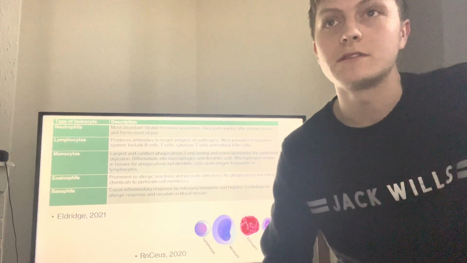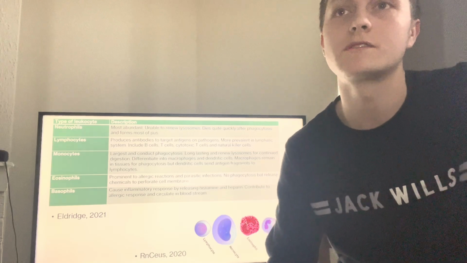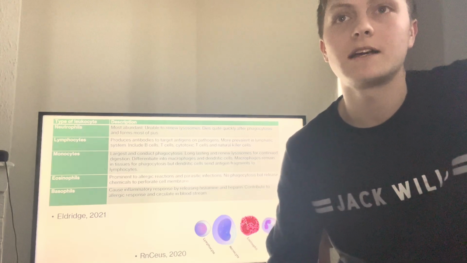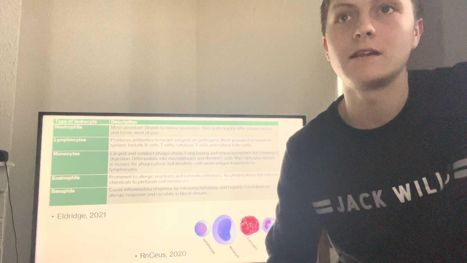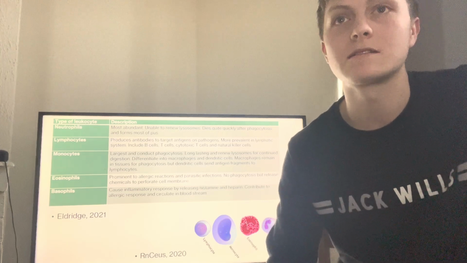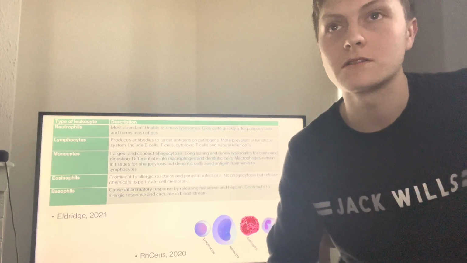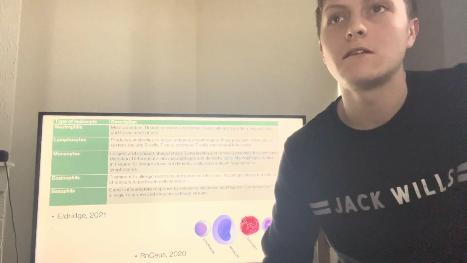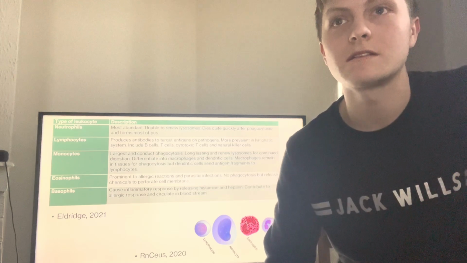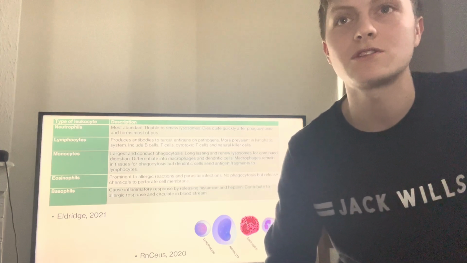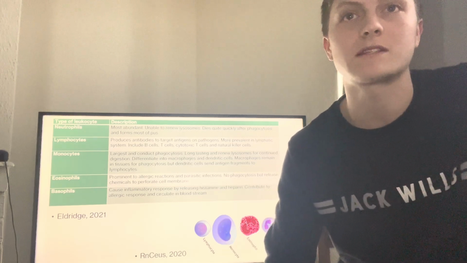Neutrophils. Most abundant and able to renew lysosomes, die quite quickly after phagocytosis, form most of the pus. Lymphocytes produce antibodies to target antigens on pathogens, more prevalent in the lymphatic system, include B cells, T cells, cytotoxic T cells, and natural killer cells. Monocytes, largest and conduct phagocytosis, long-lasting and renew lysosomes for continued digestion. Differentiate into macrophages and dendritic cells. Macrophages remain in tissues for phagocytosis, but dendritic cells send antigen fragments to lymphocytes.